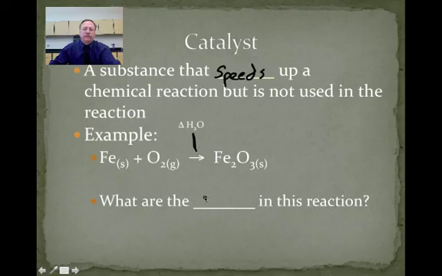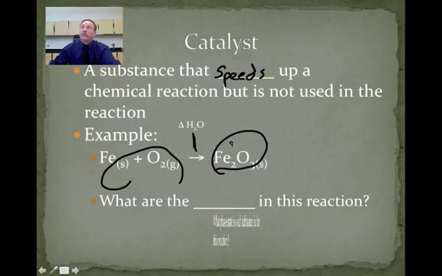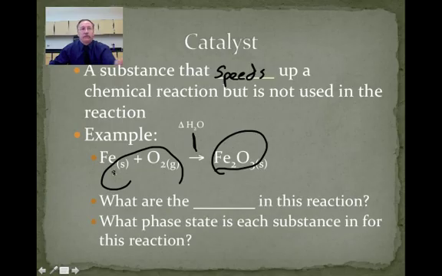So all the products in here are this. All the reactants are there. Okay, so we need to know those things. The phase state: the iron's a solid, the oxygen's a gas. Of course, the water doesn't matter what it is, but it produces a solid rust.